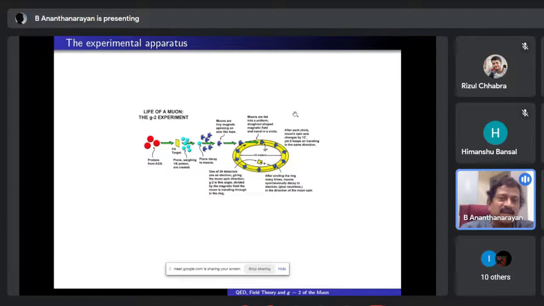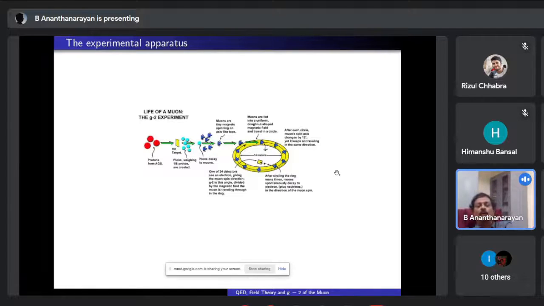The experimental apparatus for this determination is like this. So these are these particles called pions. I'm sure you've come across them. They are the force carriers inside nuclei. But if you smash protons into each other, they'll produce a large number of pions. And these pions decay into muons, which are all polarized with their spin. They are like spinning tops. So they collect all these spinning tops, purify this beam of muons, and inject them into a ring over here. And they go round and round and round.